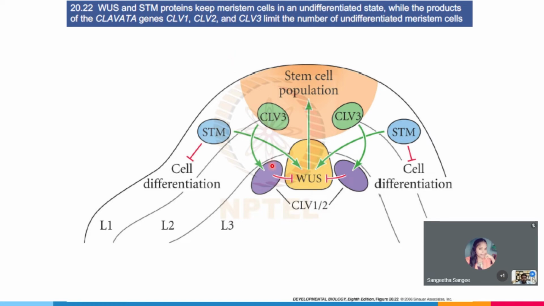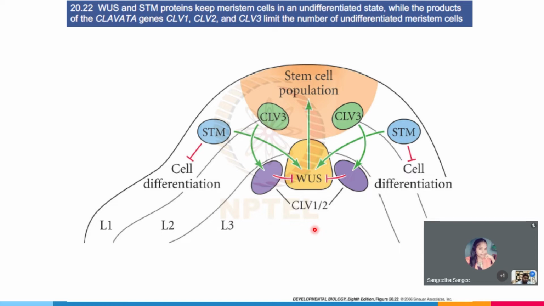And how exactly this happens is, clavata genes, as you can see here, such as CLV3 and CLV1 and 2, they inhibit Wuschel. And what Wuschel does is it helps to increase the stem cell population. So Wuschel tries to make sure that the stem cell population only proliferates, does not differentiate at all. Whereas clavata 1, 2 and 3 act together to inhibit Wuschel and hence cause the stem cell population to start differentiating into various somatic tissues.